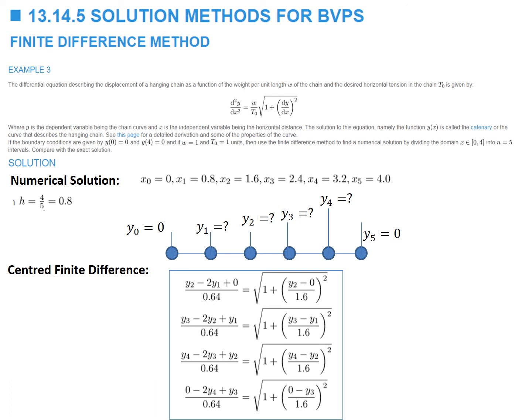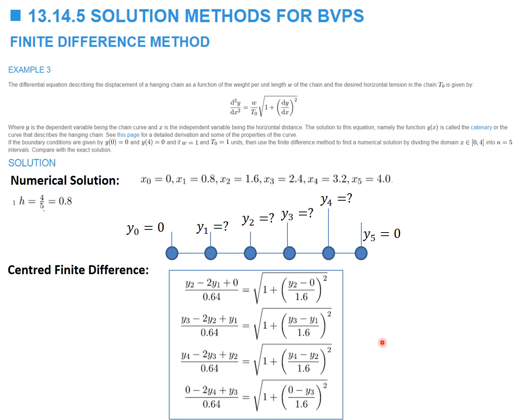This is when i is equal to 1, i is equal to 2, i is equal to 3, and i is equal to 4. And you can see when i is equal to 1, this value appears in the equation, and we substituted 0 for it. Similarly, when i is equal to 4, this value appeared in the equation, and we substituted 0 for it. And so the boundary conditions are already taken into consideration in these equations.